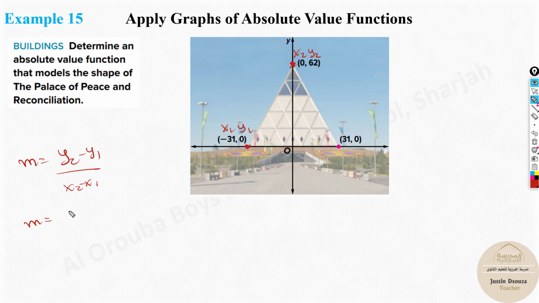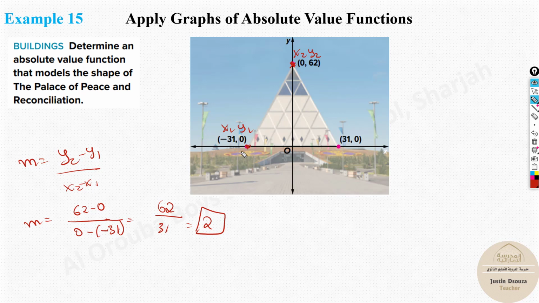m is equal to, what is y2? It's 62 minus y1, which is 0, divided by 0 minus negative 31. So what is the slope here? The slope would be 62 divided by 31. That's 2. Here the answer is 2. So now the slope is 2. But what about the graph? What about the other things? Okay, there is one thing now I remember to explain.